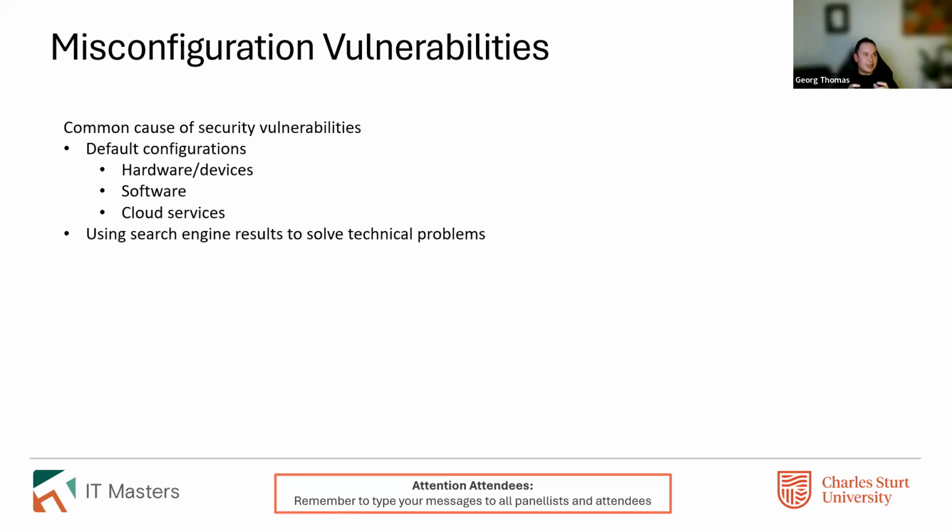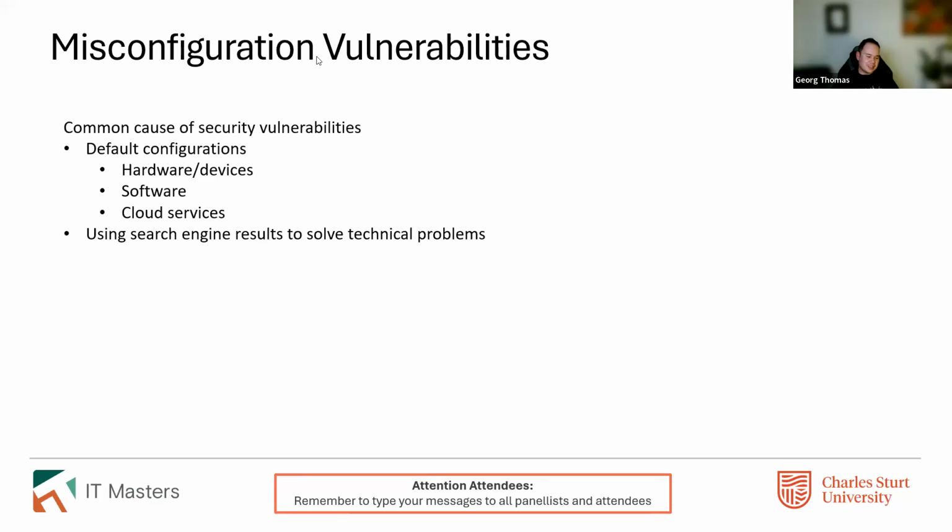Another one might be rules that aren't tight enough. So, for example, if you have a firewall sitting in front of a web server, and you allow all traffic in rather than only the required ports, so TCP 443 and 80, that would be considered a misconfiguration. So those are really common.